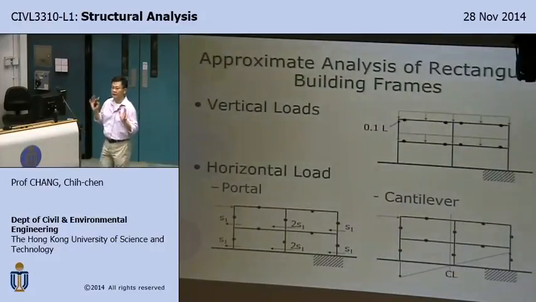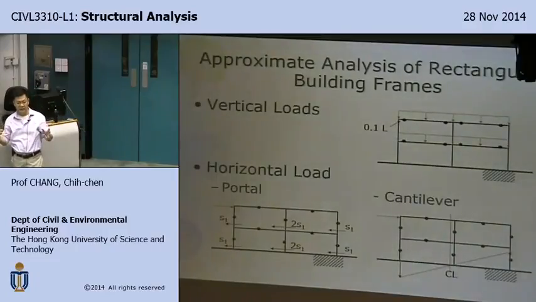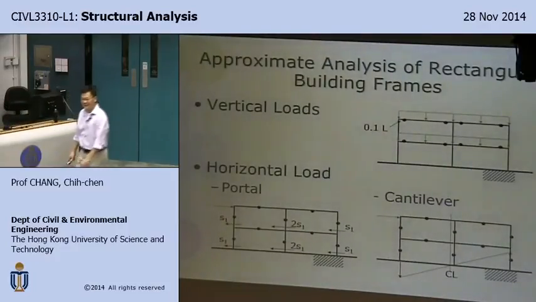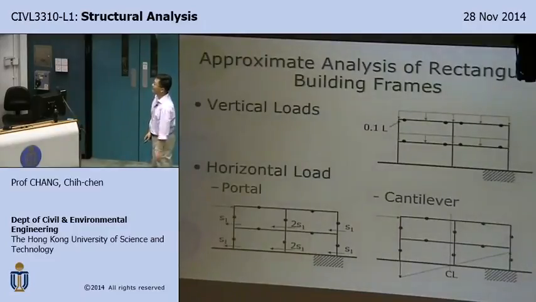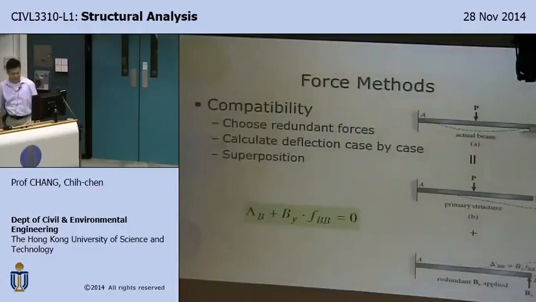So, by the time you go to the final exam, you need to have this ability. Just know the name, and you know what it is, right? Portal method, you say, oh, okay, I know. All right. Cantilever method, I know. All right. So that's what you need to do.